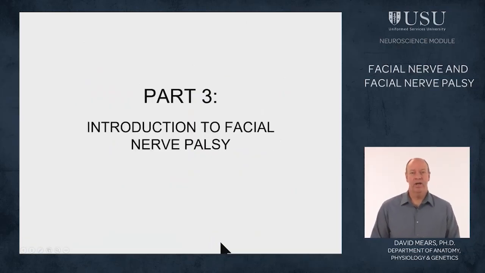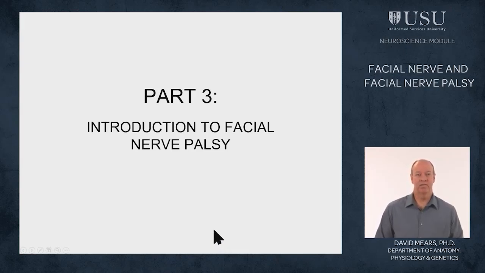So here in part 3, we're going to introduce an important concept, which is facial nerve palsy. That's basically weakness of facial expression due to dysfunction of the facial nerve. And so you will see this a lot clinically.